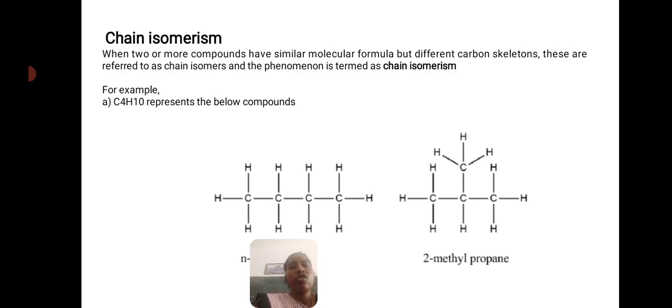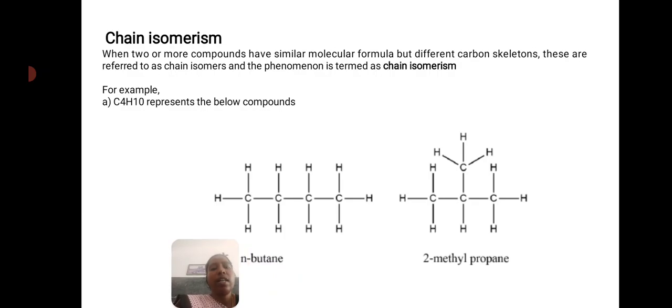Chain isomerism: when two or more compounds have a similar molecular formula but different carbon skeletons, these are referred to as chain isomers, and the phenomenon is called chain isomerism. The example is C4H10, which has two different structures. The first one is n-butane and the second one is 2-methylpropane.